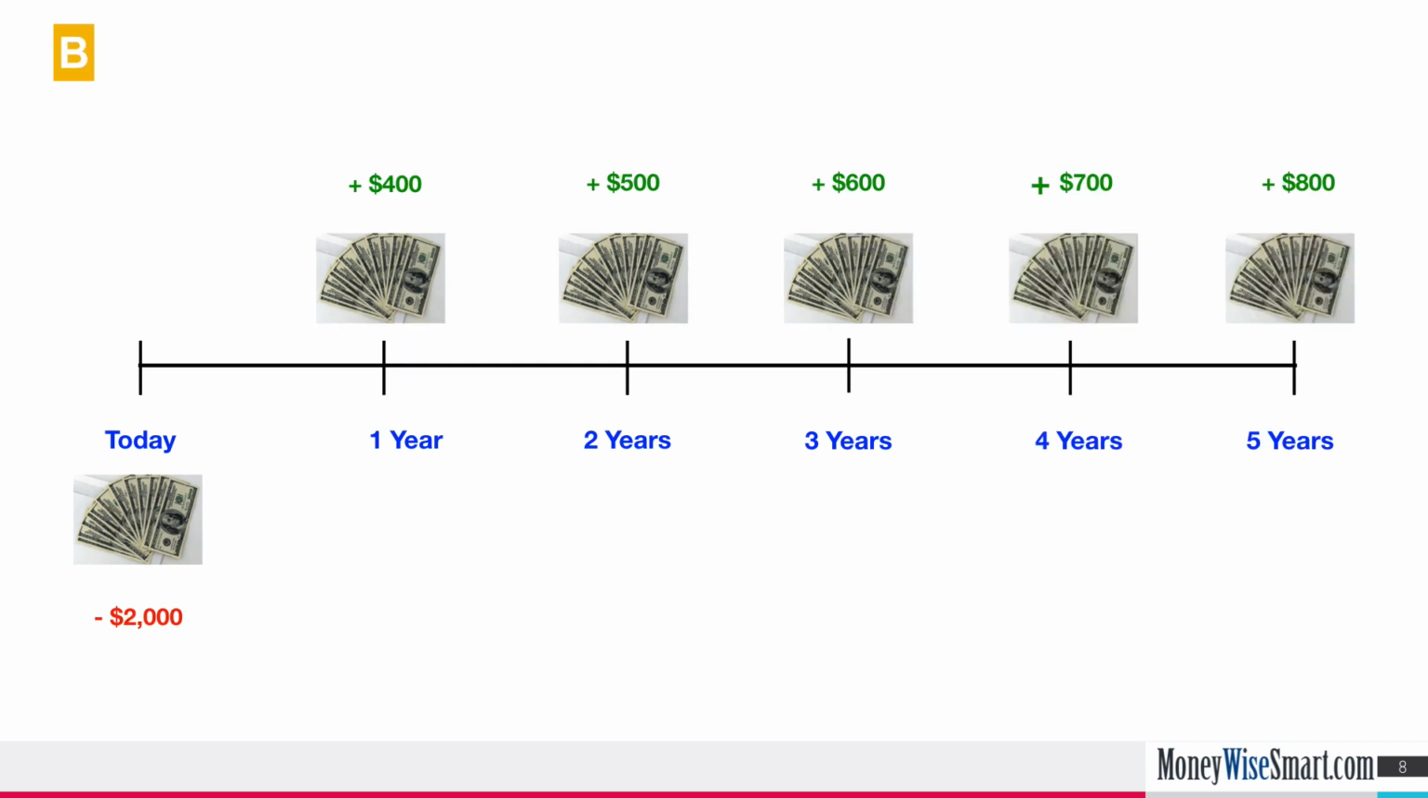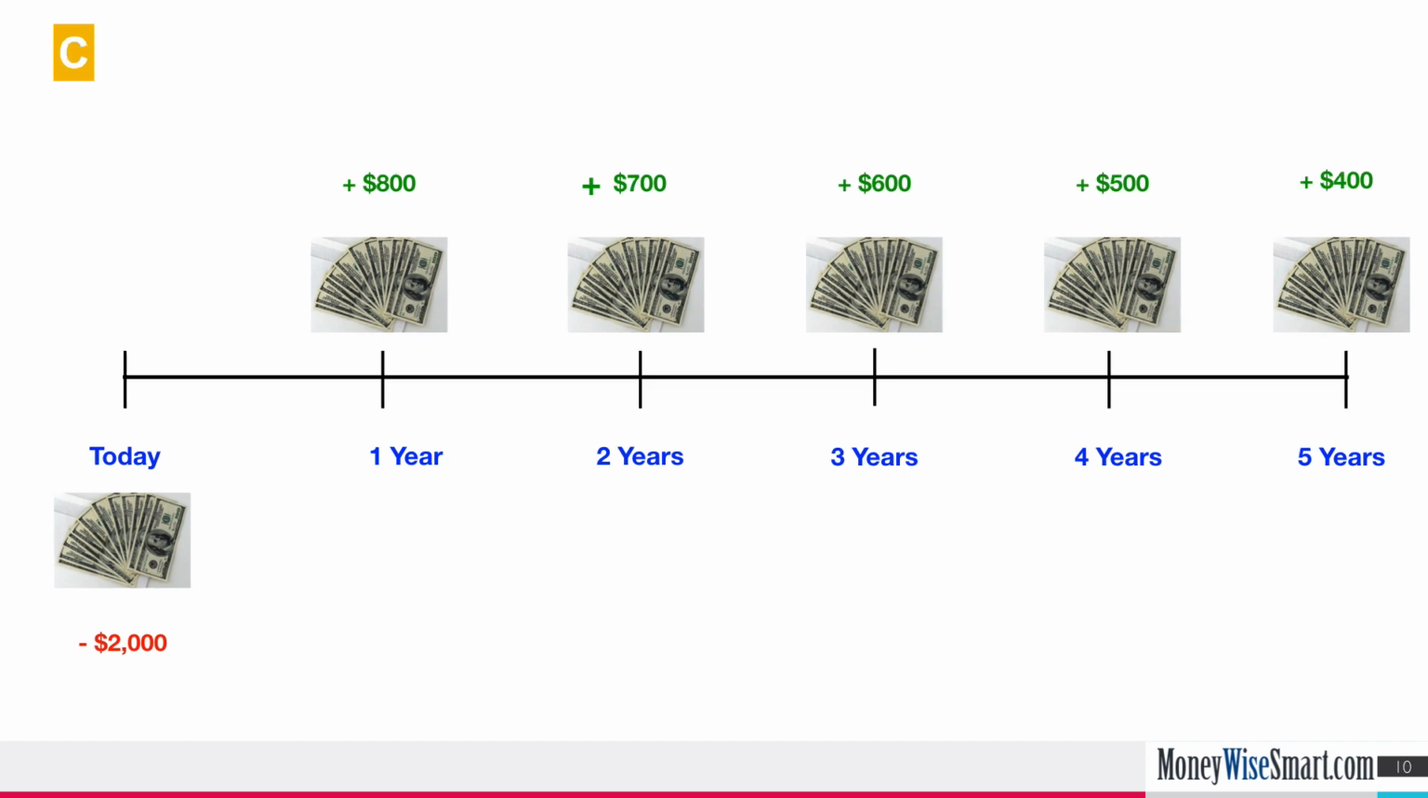In scenario B, you invest $2,000 today and you receive the cash flows as shown in the diagram. 400, 500, 600, 700, and 800 over the next 5 years. And these add up to $3,000. In scenario C, you invest $2,000 today, and again you receive a total cash inflow of $3,000 spread over the next 5 years. However, the order has been reversed if you notice carefully. In year 1, you receive $800, and that goes down to $400 in year 5. Now, which one of these is a good deal and which one is not so good a deal?